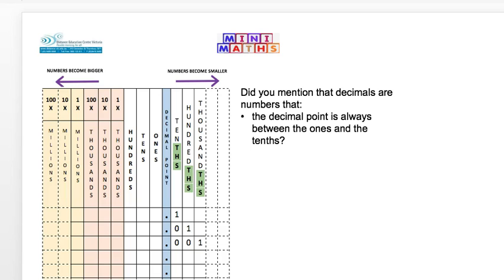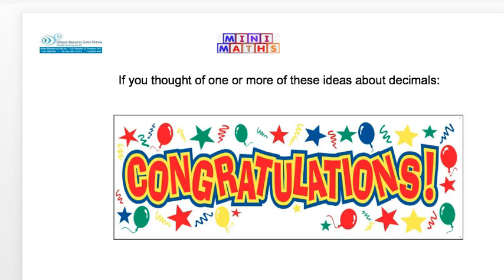And we all know our number chart really well, where the decimal point is always after the ones and before the tenths. And it's like a marker that says, well, we've run out of whole numbers. Let's break the numbers into 10 equal parts, 100 equal parts, or 1,000 equal parts, and we're getting smaller. So you will always see the decimal point between the ones and the tenths. If you remembered those important ideas about decimal fractions, congratulations, because they are important.